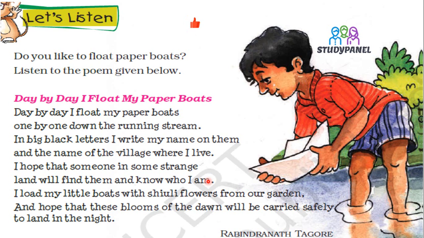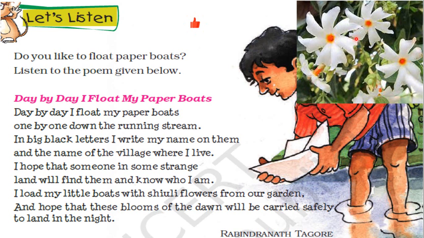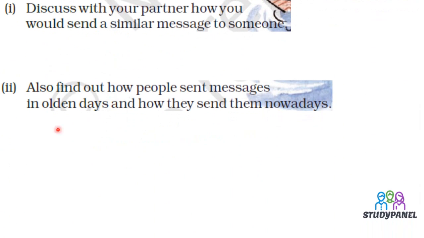अगर किसी के हाथ में आएगी तो उनको पता लगेगा कि ये जो है कहाँ से आई हुई है। I load my little boats with tulip flowers from our garden. See, this is a picture of tulip flowers, you can see here, this is a picture of tulip flowers. इसको लोड करके भेजना है, and hope that these blooms of the dawn will be carried safely to land in the night. Okay, so this poem is written by Rabindranath Tagore.